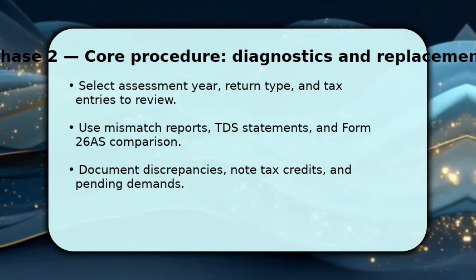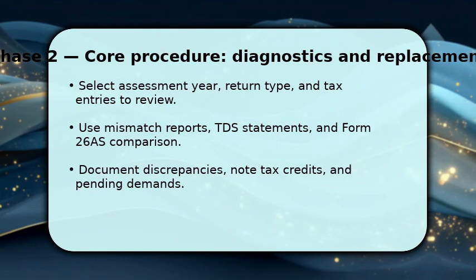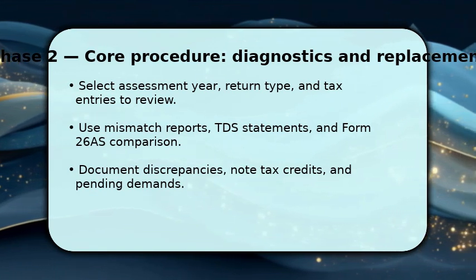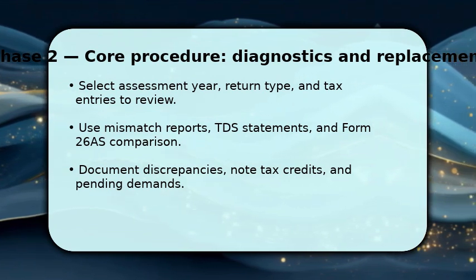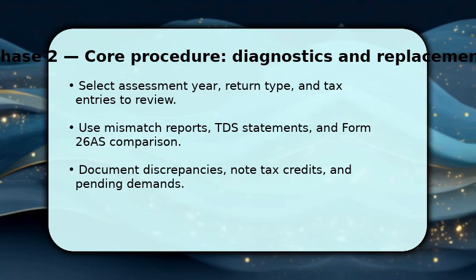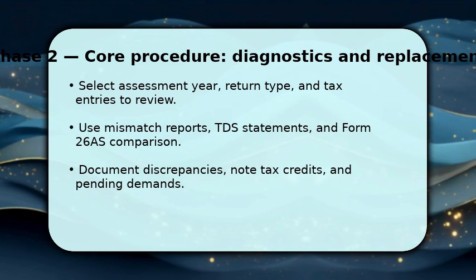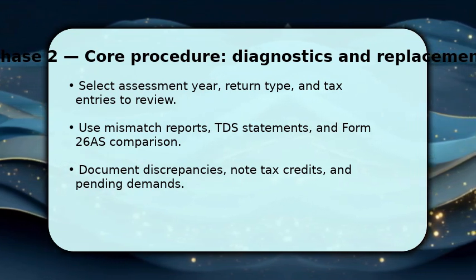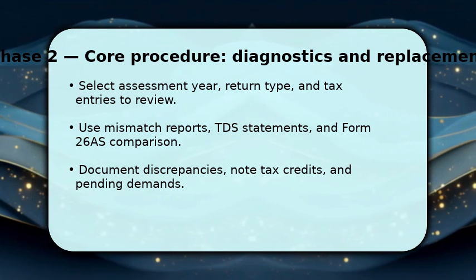Once done, compare TDS statements against Form 26AS and bank remittances to identify missing credits or excess claims. Make sure to expand each mismatch entry to read supporting details. This shows why the portal flagged it. While reviewing, record exact discrepancy amounts, reference numbers, and dates. These notes become the basis for corrections or responses, so be precise and save exported reports.